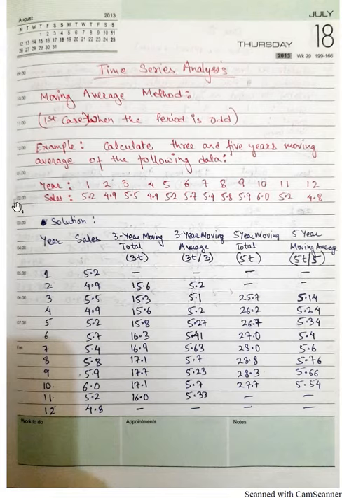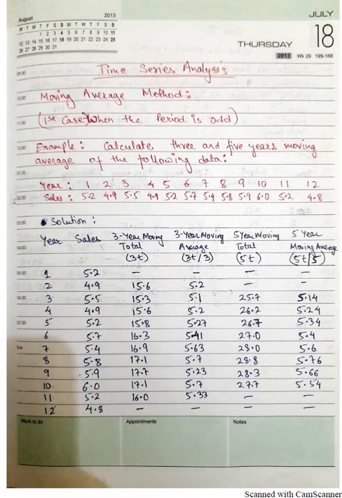Now let us see. So first we are going through the first case, that is when the period is odd. Now when do we say the period is odd? We say that the period is odd when the given time period for which we are asked to calculate the moving average is an odd number of years. So let us see. Calculate, this is the question here. Calculate 3 and 5 years moving average of the following data.